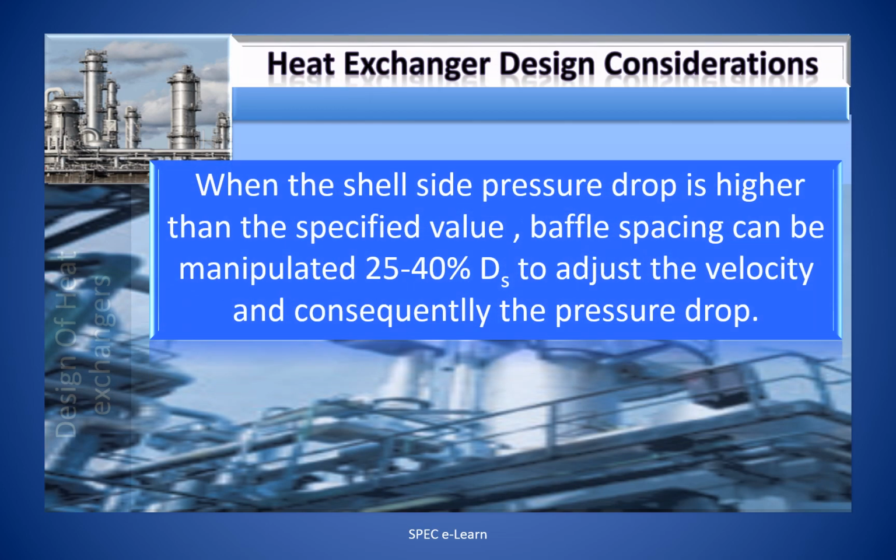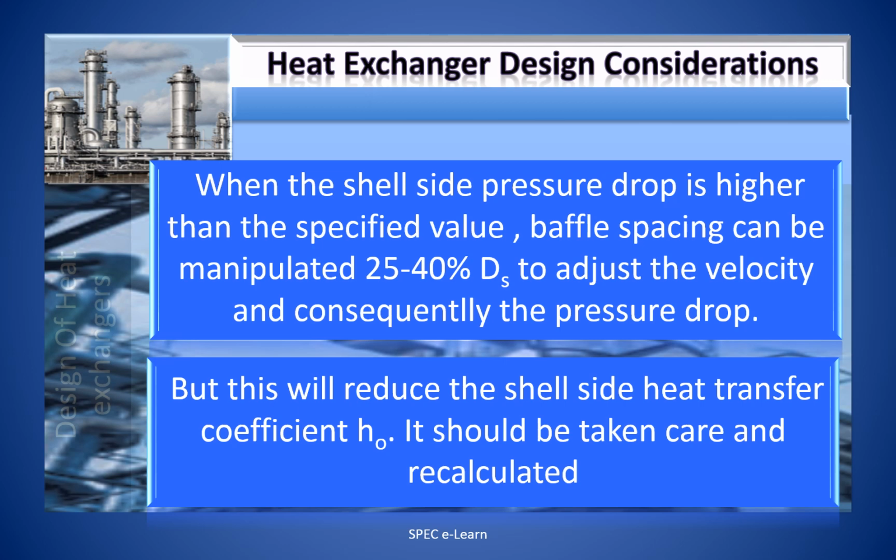When the shell side pressure drop is higher than the specified value, baffle spacing can be manipulated from 25 to 40% of the shell side diameter to adjust the velocity and consequently the pressure drop. But this will reduce the shell side heat transfer coefficient, ho. It should be taken care of and recalculated.